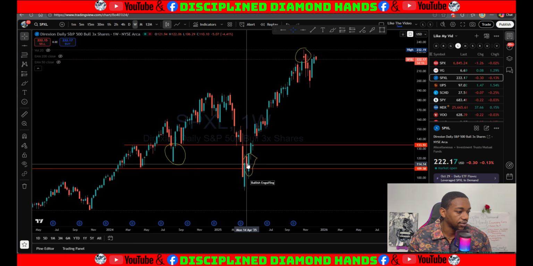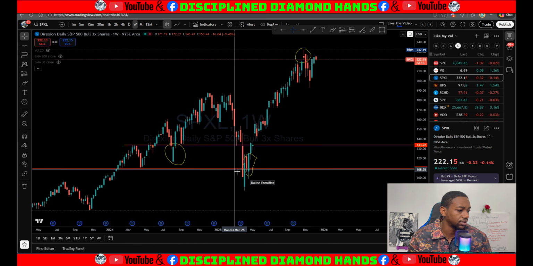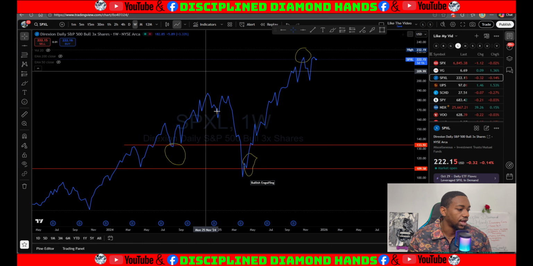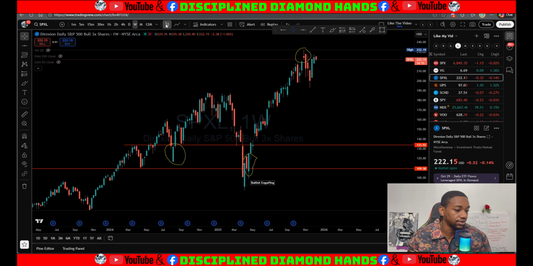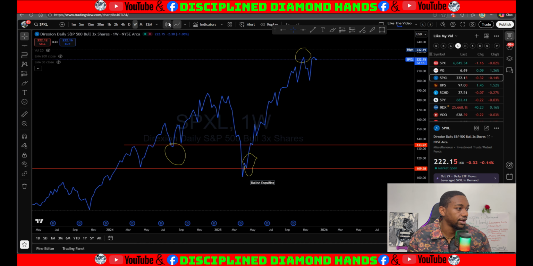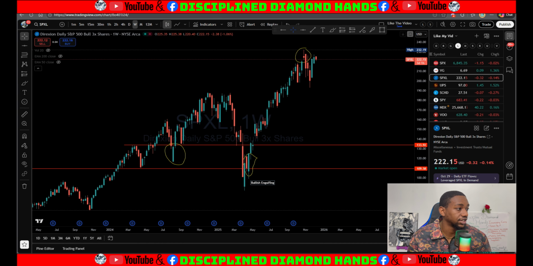Check this out. We have a bullish engulfing right here at this support level. Bullish engulfing, line graph, we don't see bullish engulfing. We don't even see price go down to $87 with that line graph. But what does a bullish engulfing mean?